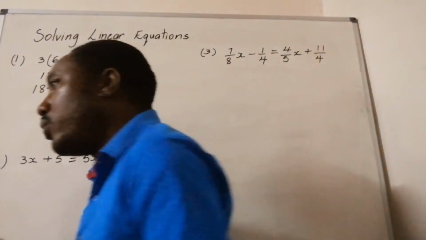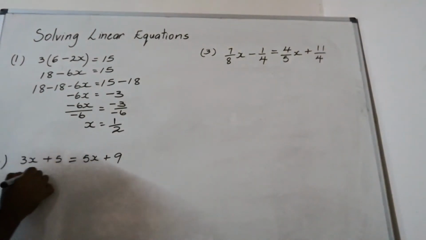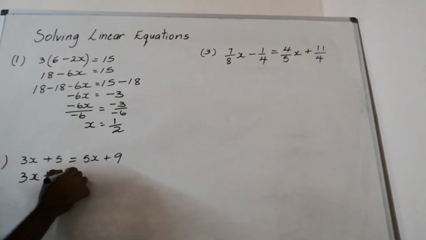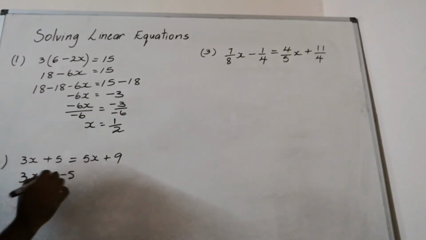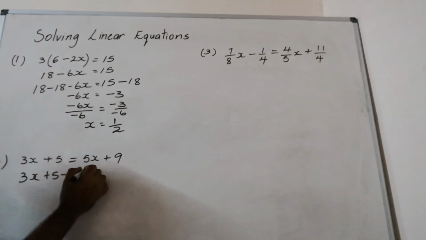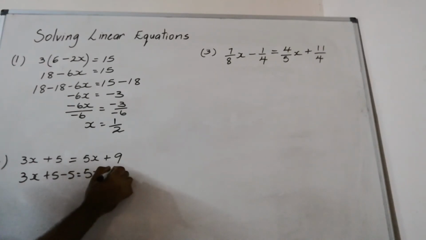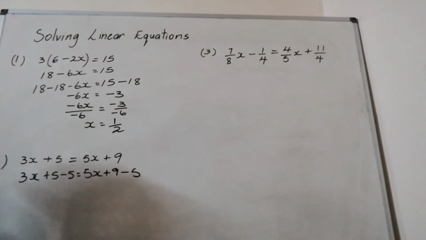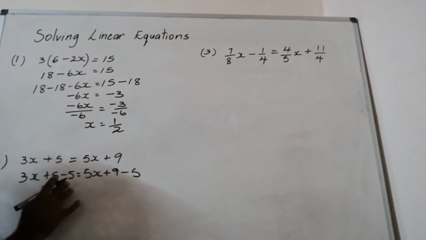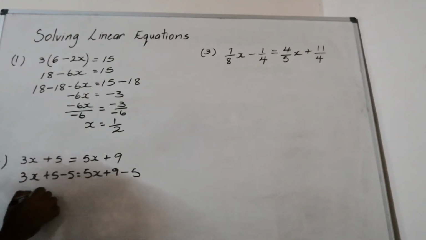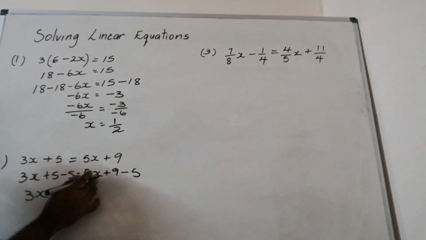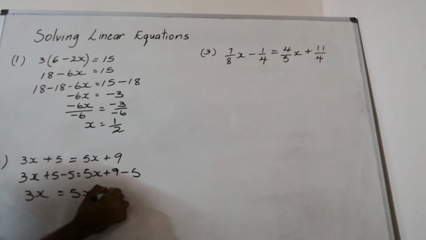So how do we do that? So 3x plus 5 minus 5, all right? Let's start with that step, is equal to, since we are subtracting, we will have 5x plus 9 take 5. All right, now this will give us 0. So now we have 3x and we have to bring our 5 on the side. All right, let's just simplify here. So 3x is equal to 5x plus 4.